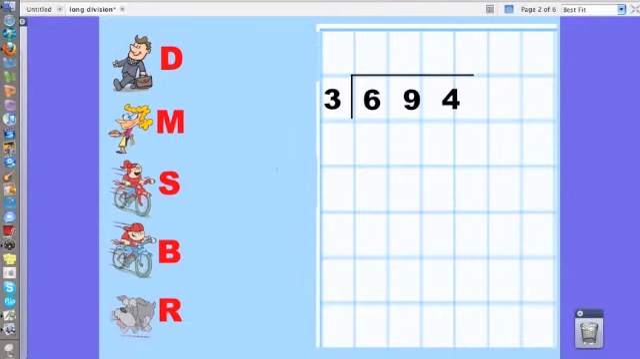Now, let's begin with dividing. What is 6 divided by 3? Right, it's 2. So we'll place the 2 above the 6 in the dividend.